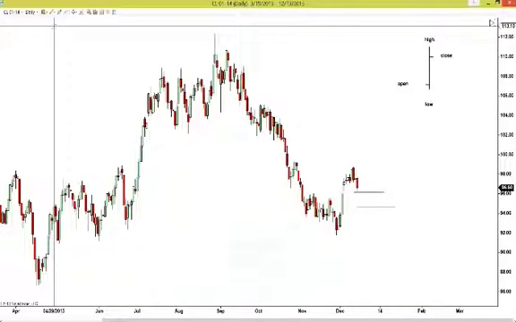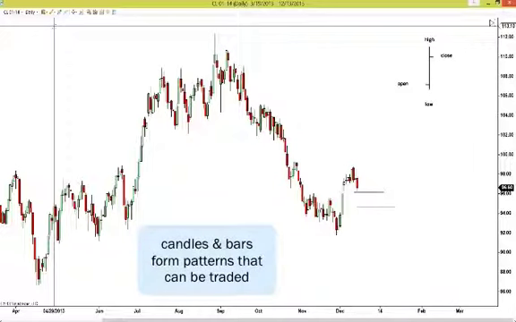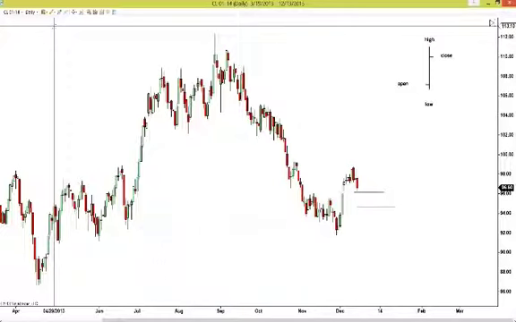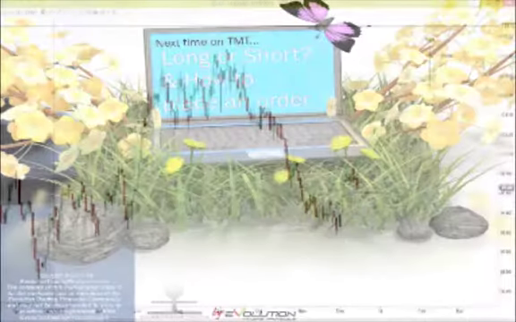Often, candles and bars form patterns that are tradable, or that at least help us in our trading decisions. In future videos, we will examine several of those patterns and we'll try to apply them. You now know what a chart is, how to set them up, and for what we use them.